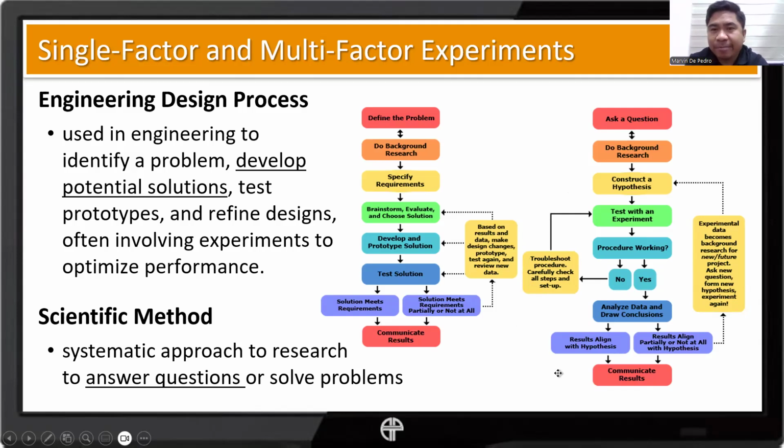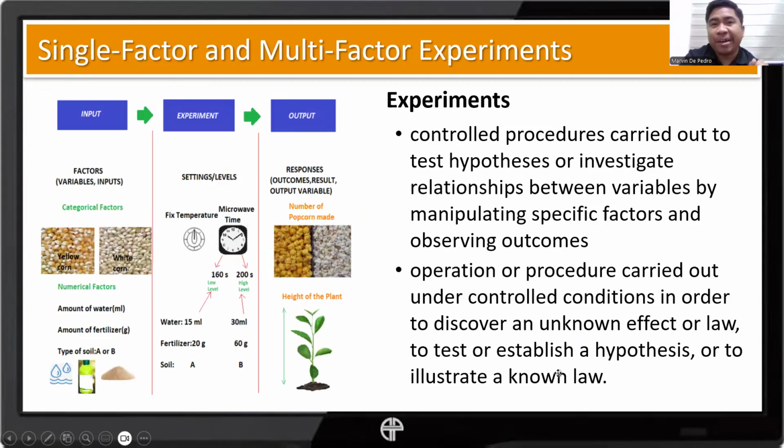All right, so we are talking about experiments. When we say experiments, these are controlled procedures carried out to test hypotheses or investigate relationships between variables, especially in the case of our prototyping design. We do that by manipulating specific factors and observing outcomes. For example, you are building a prototype, you adjust something and then observe what happens. That is actually a form of experiment already.